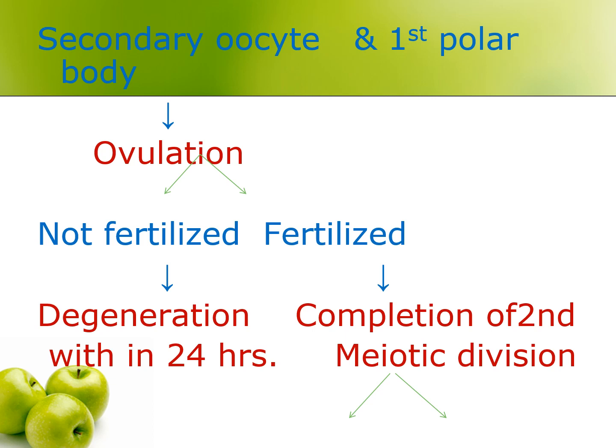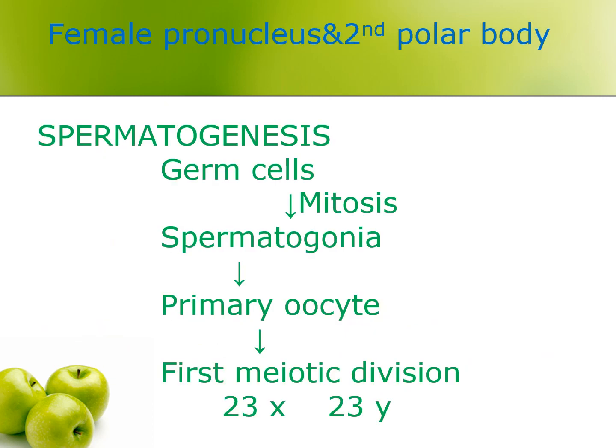But once it is fertilized, it will undergo the second meiotic division. After the second meiotic division, we will get the female pronucleus and the second polar body. This female pronucleus will develop into the future fetus, and it will have the chromosome pattern of 46XX. The further development of the fetus we will see after discussing the development of the sperm. We have already seen the development of the ovum up to the process of fertilization, the union of sperm and ovum.